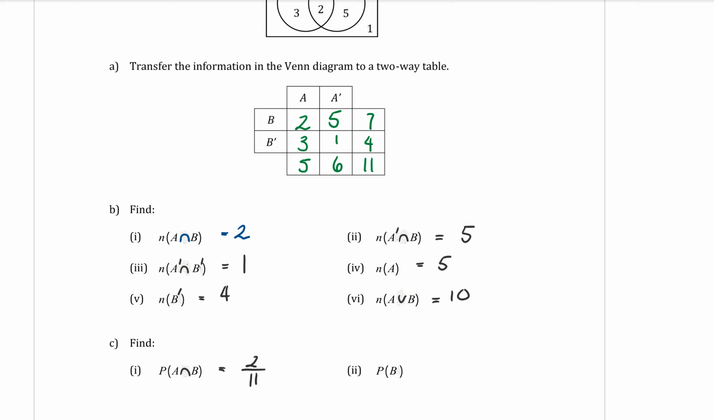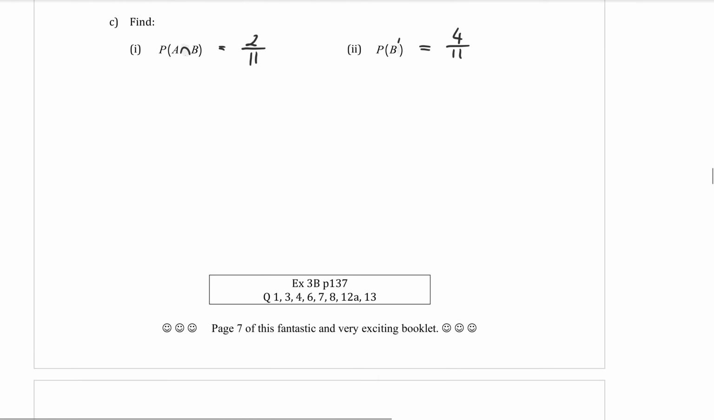Okay? And last one, probability of not B. How many things were not B? So B was this circle, so the 3 and, don't forget, the 1. That's 4. So there's 4 out of 11. Okay? And that's it. Time to practice. 3B.